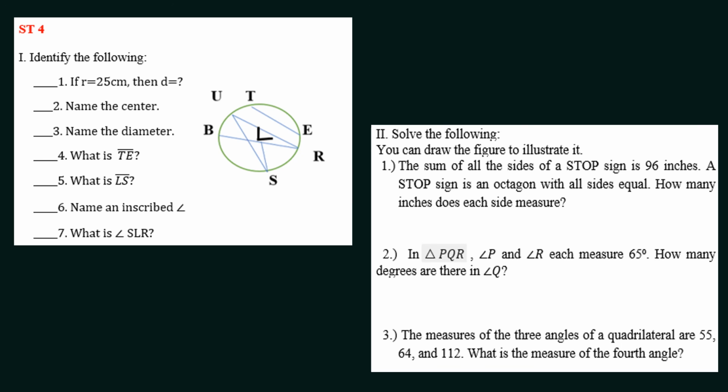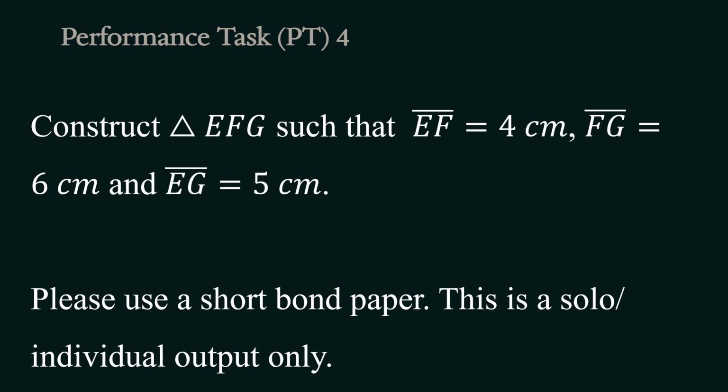Okay? Ang ipapasa na lang po na hard copy ay ito. Kasi gagawa po kayo ng triangle dito. So, you need your compass and ruler. Ilalagay po or gagawin siya sa short bond paper. Ito po ay solo or individual output lang kasi isa lang naman ang gagawin niya. Huwag kalilimutang isulat ang name and section. Okay? Siyempre, dapat po yung inyong ginawang triangle, meron siyang label. Okay?